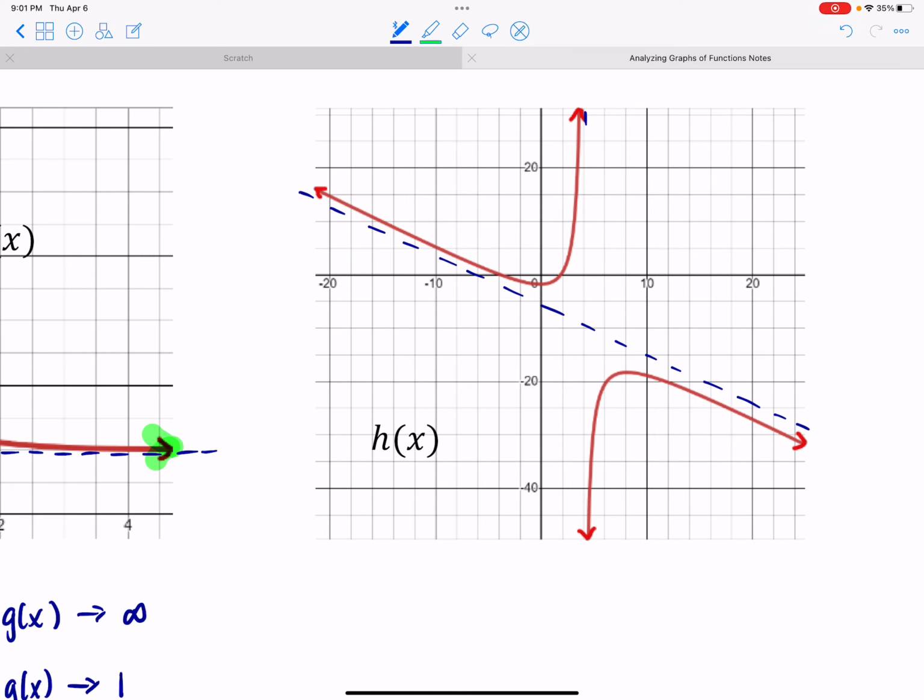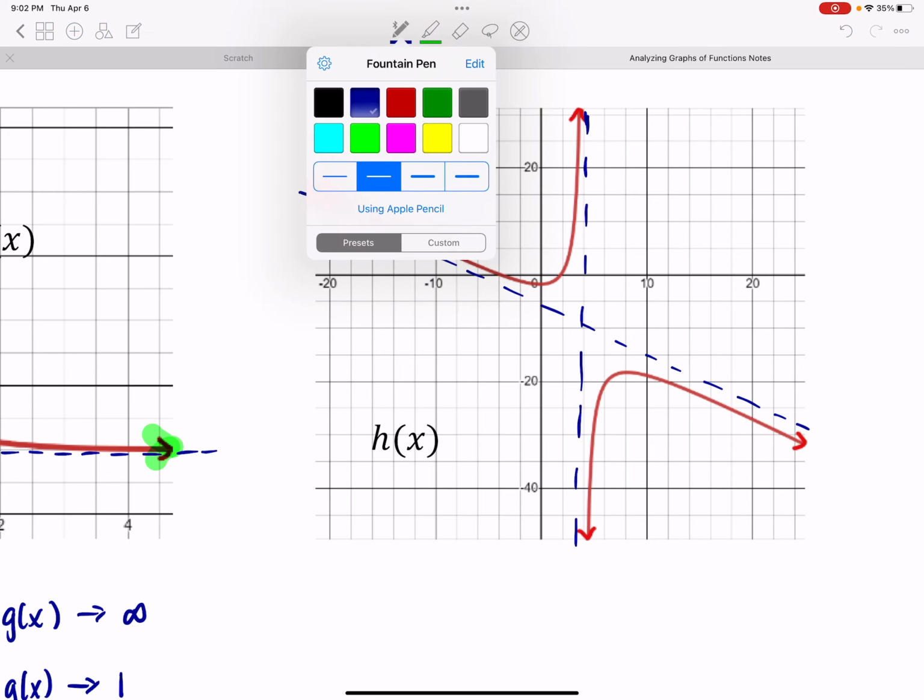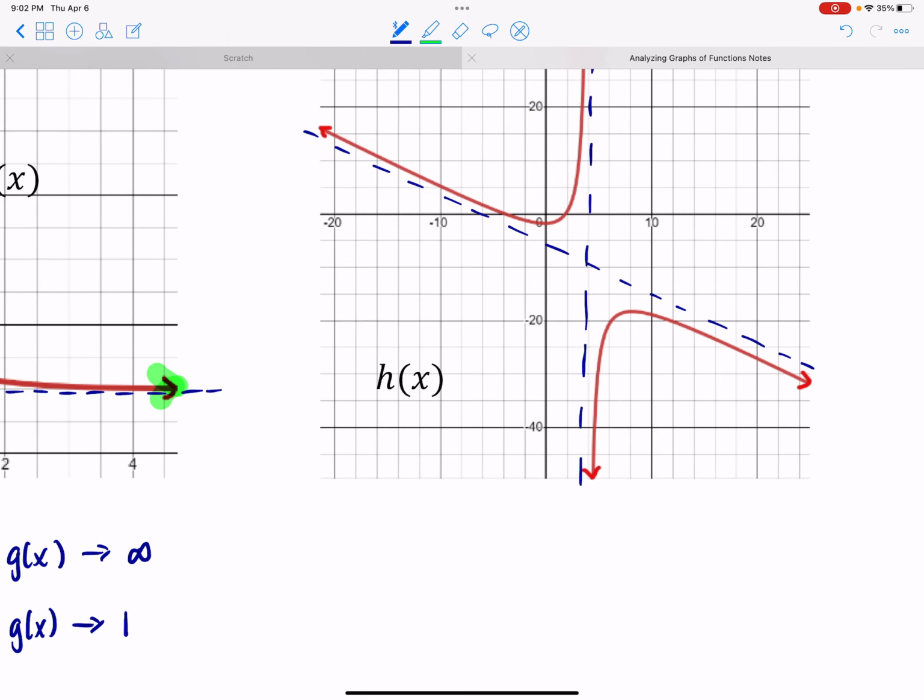But let me just go ahead and put the other one back in. So we have two asymptotes in this graph, it appears. Regardless, we should be able to read our end behaviors. So again, let's look as x is approaching negative infinity, and let's look as x is approaching positive infinity. So let's go to the left end of our graph first.